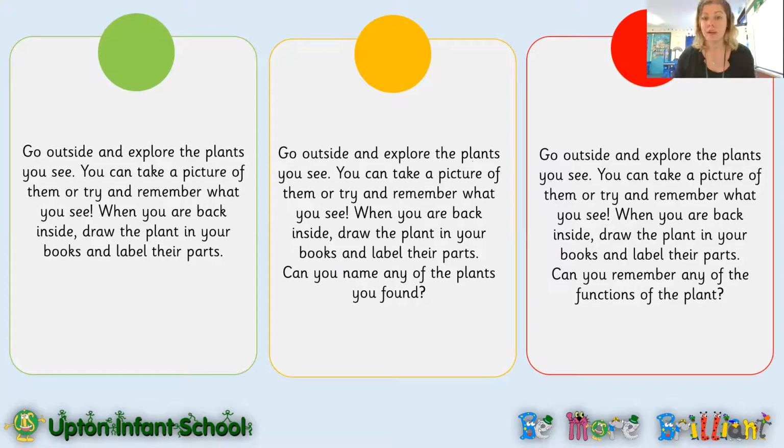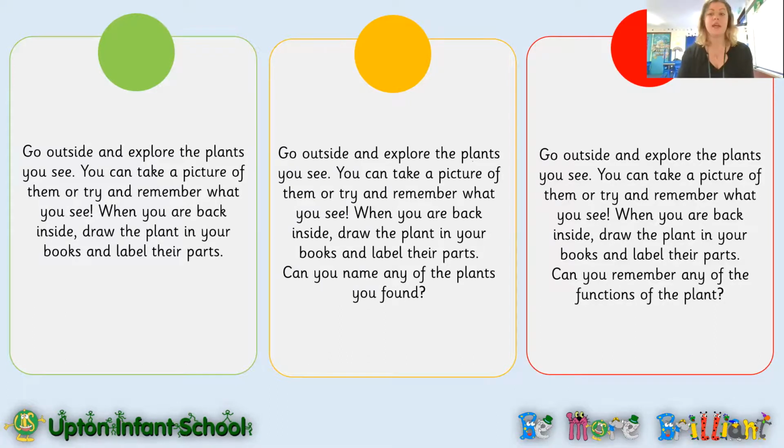If you're doing the yellow task, I want you to go outside and explore the plants you see. And when you are back, draw the plant in your book and label the parts. Can you name any of the plants you found? And if you're doing the red challenge, again, go outside and explore the plants you see. When you are back, draw the plant in your book and label the parts. And I want you to write the functions of the plant.